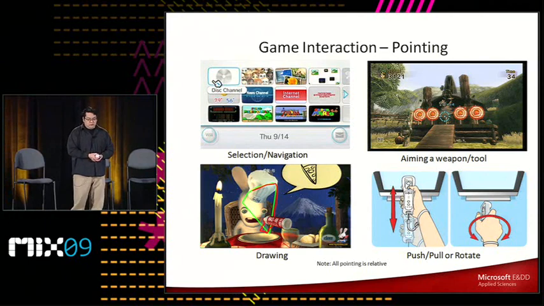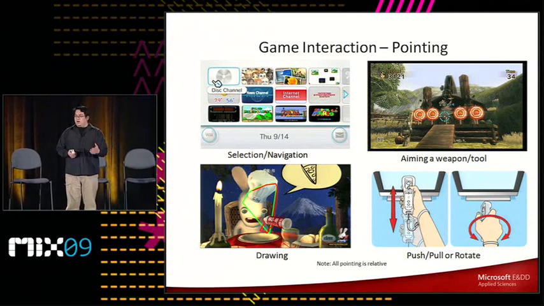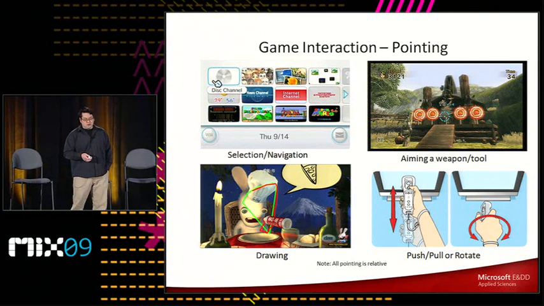position of the controller. There's drawing, where you have to follow an existing trace. And there's push, pull, and rotate tasks, which are all done with a camera. Those are not done with the accelerometer in most games.